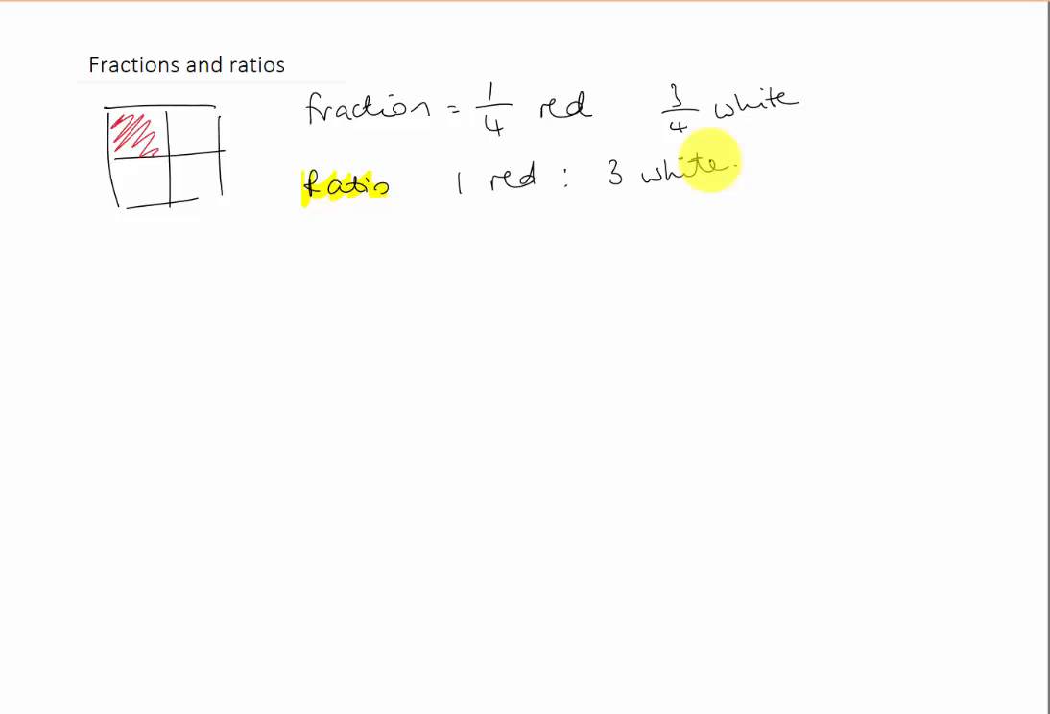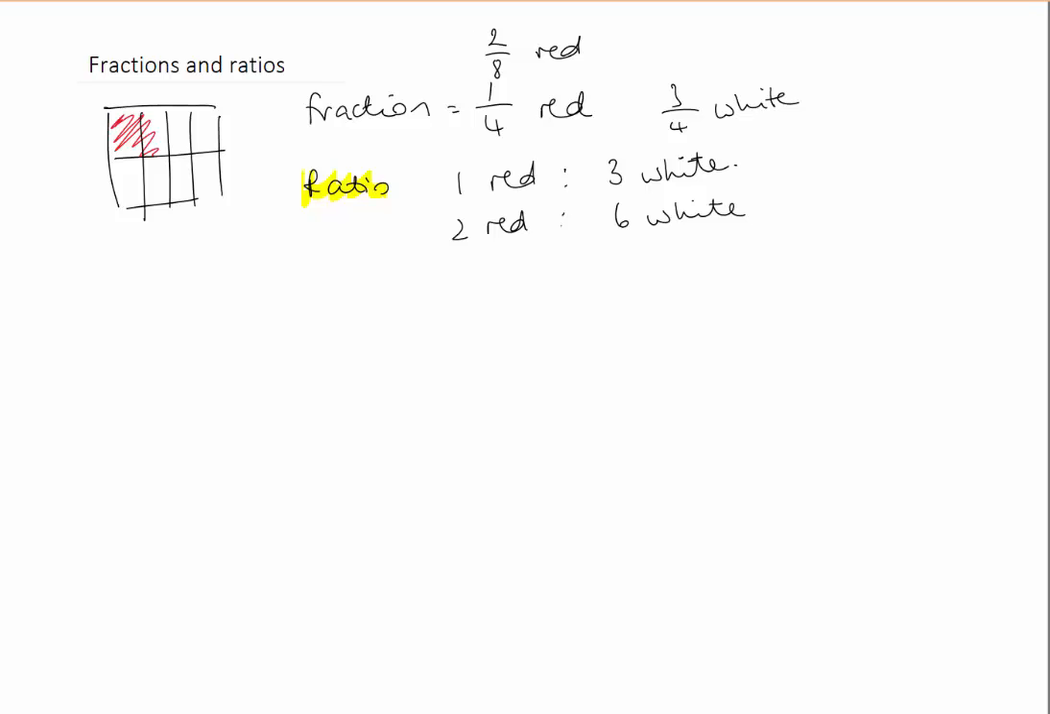And if we split each of those pieces in half, again, so then the fraction would be, let's write it up here. So that's the same as saying 2/8 red, because we have 1, 2 out of 1, 2, 3, 4, 5, 6, 7, 8. Or as a ratio, you'd say we have 2 red for every 6 white.